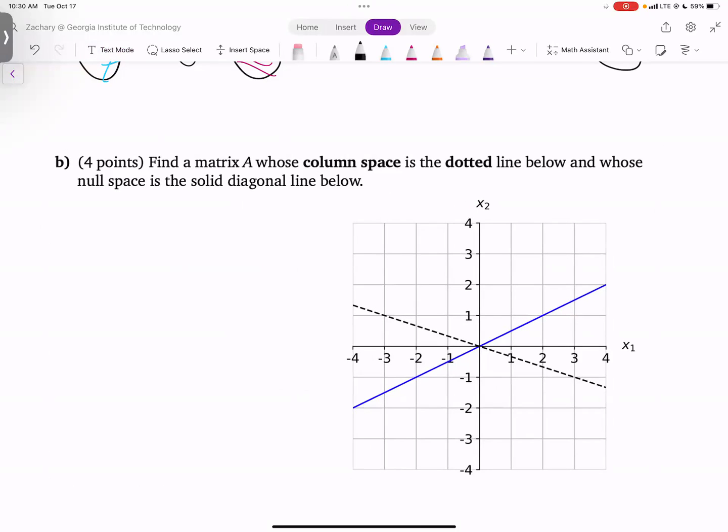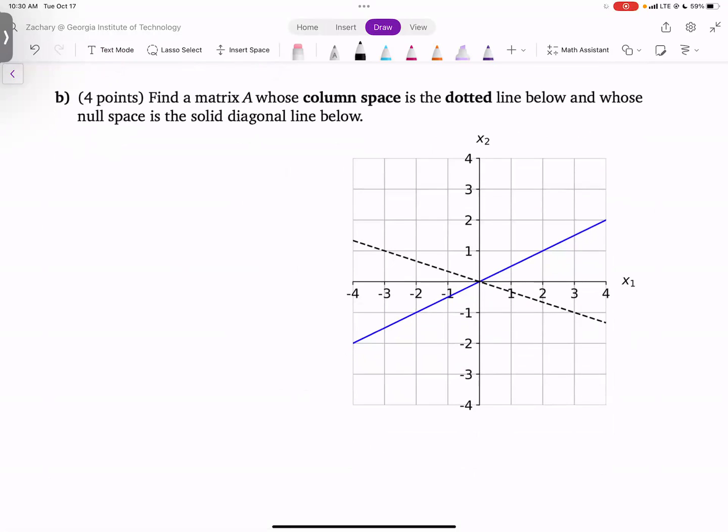So this one says, find a matrix A whose column space is the dotted line and whose null space is the solid line. Okay, so this is a good example of knowing what a null space and column space are geometrically and being able to go backwards to knowing what the column space and null space are and being able to go back to a matrix. And there are an infinite number of matrices A, okay?